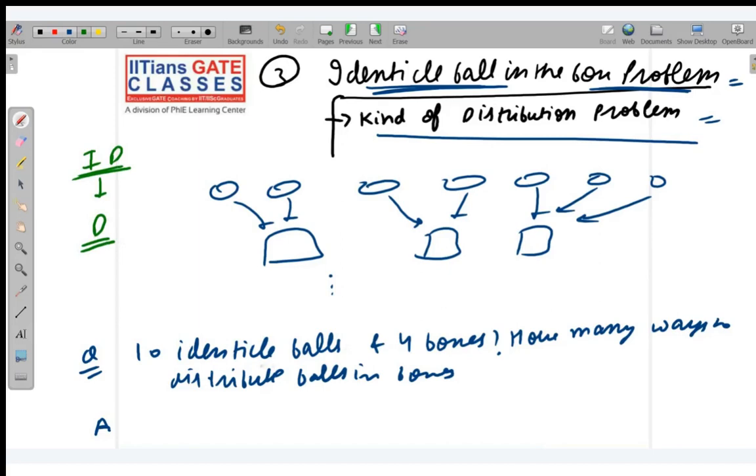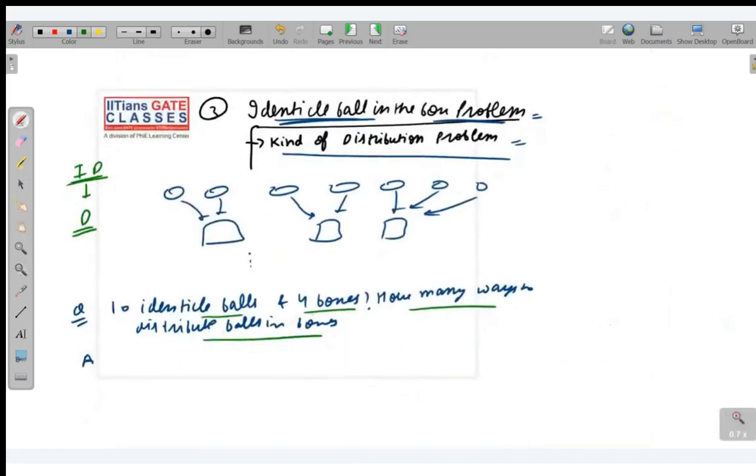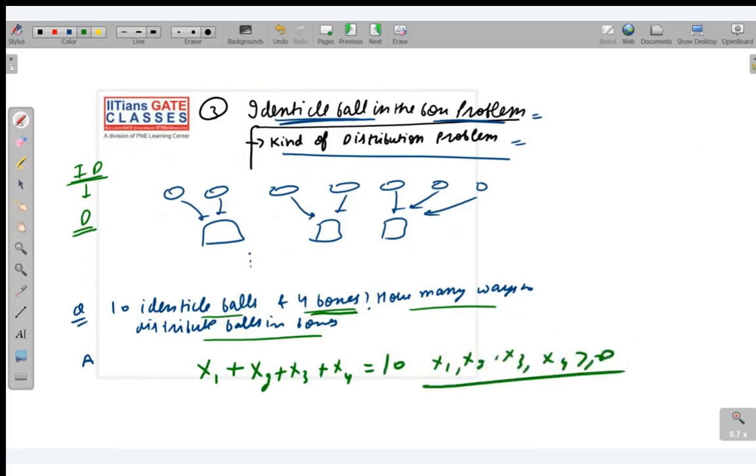Let me show you an example. 10 identical balls and 4 boxes. How many ways to distribute the balls in the boxes? I will say like this: x1 balls are coming to box number 1, x2 balls to box number 2, x3 balls to box number 3, x4 balls to box number 4, and the sum of them should be equal to 10. Obviously x1, x2, x3, x4 should all be greater than or equal to 0.